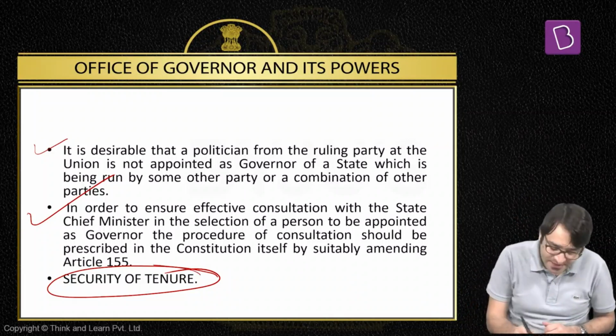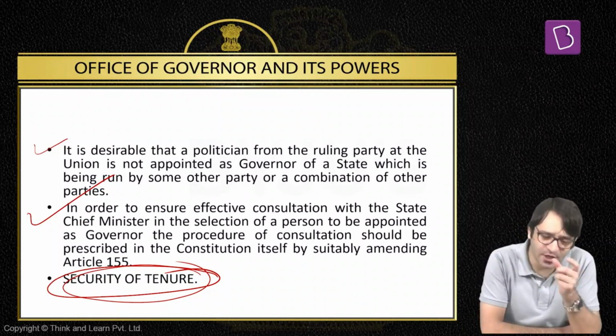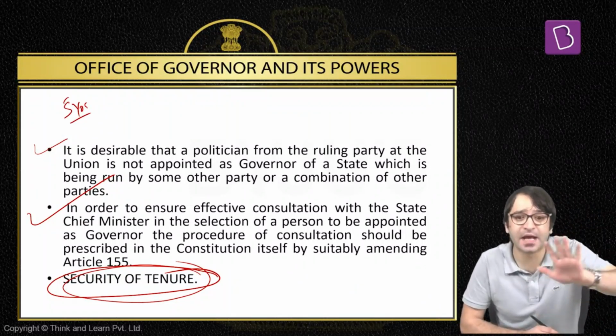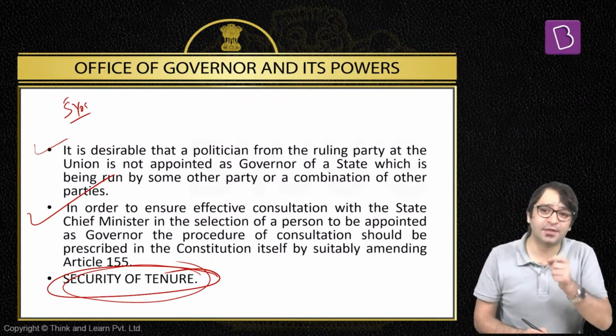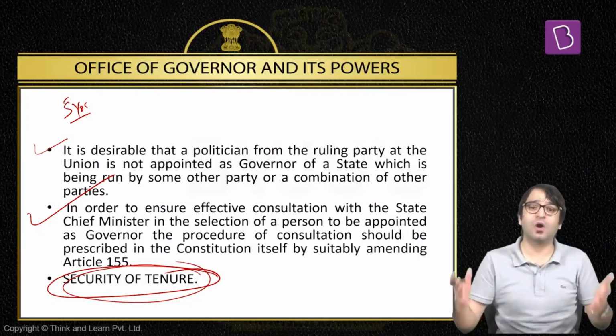And for that, the Sarkaria Commission said security of tenure. Just like we have security of tenure for the president, let's have security of tenure for the governor. Let's say the office of governor should have a tenure of 5 years. But even before 5 years, the governor can be removed. But the president cannot remove the governor. The governor can be removed based on a resolution passed by both houses of the Indian Parliament, that too by special majority. That means it is the security of tenure which will go a long way in depoliticizing the office of governor.